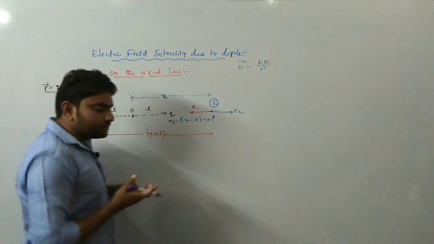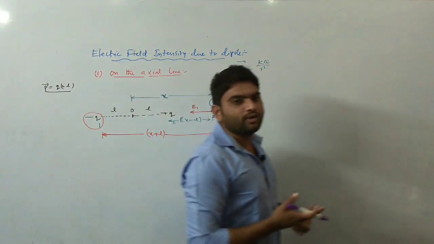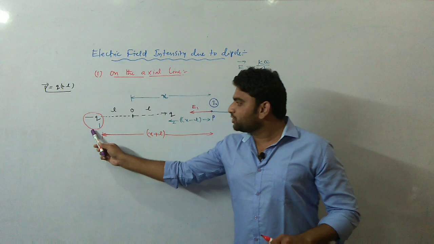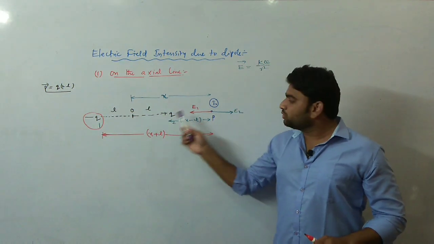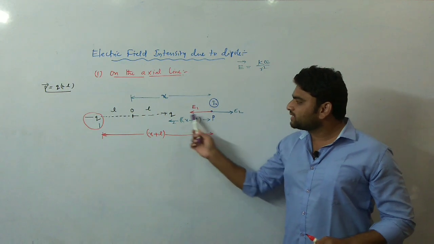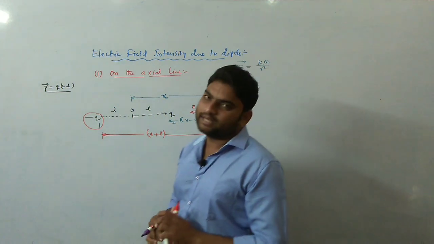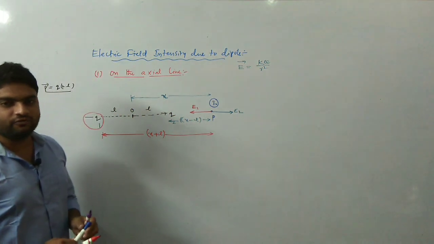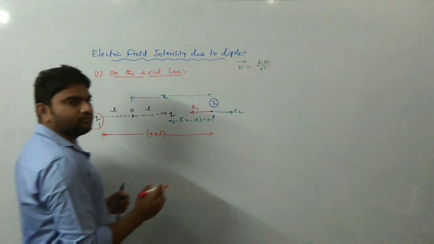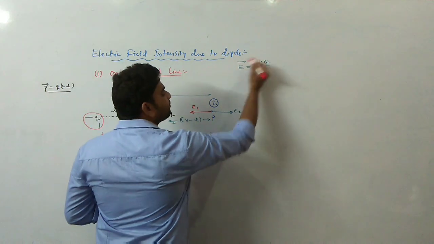Now I have found the corresponding R values. For the negative Q to this particular point it is x plus L, and from the positive Q to this particular point it is x minus L, and we have to find the E net value. To find E net, we have to find out whose intensity is greater, so for that I am using this particular formula.